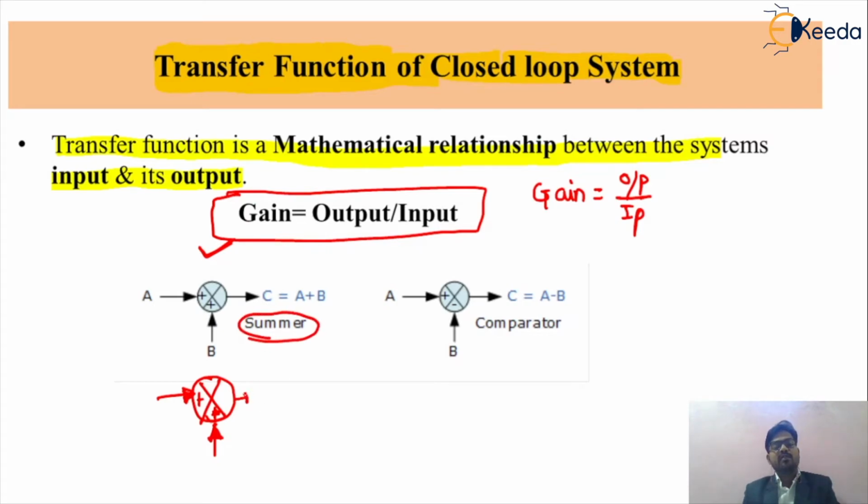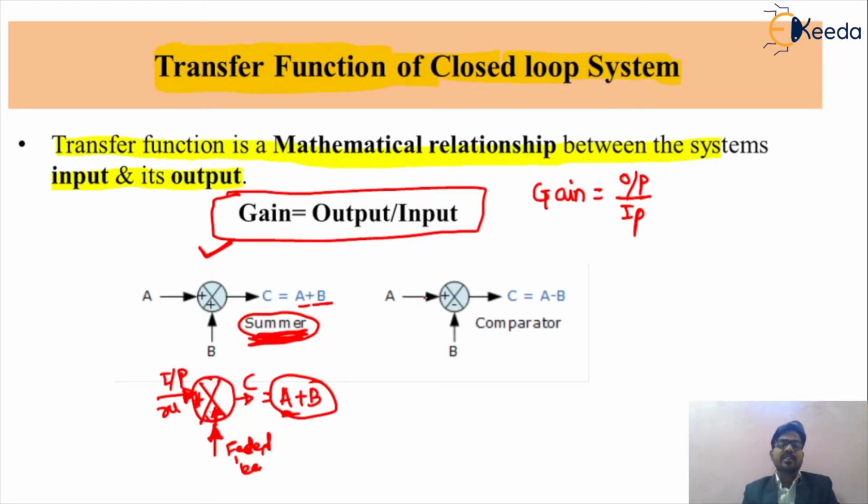then this summing point is called a summer. So we are getting the output C equal to A plus B, because it adds both signals, plus and plus. So this adds the input reference and this feedback reference, or the feedback element, A and B. Such summing points are called a summer.